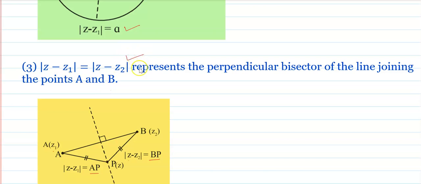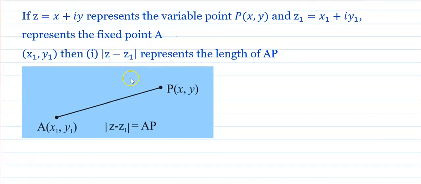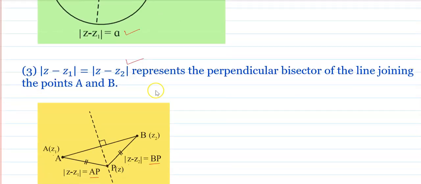Yeah, types of formula. Okay. And this represents the equation of the circle. And what about this? This represents the distance of a fixed point from another variable point.